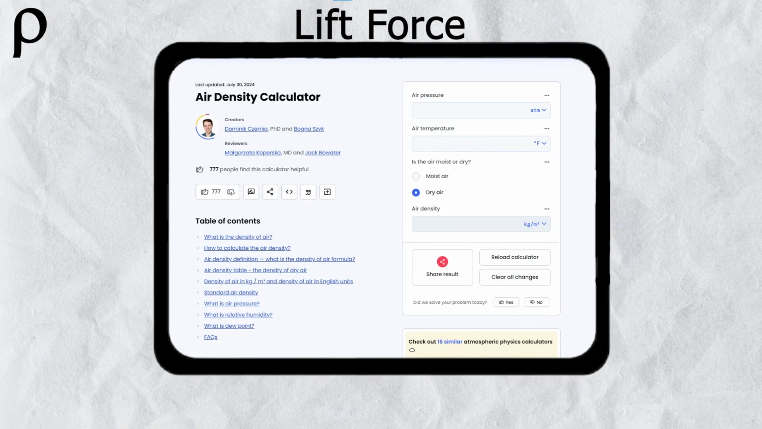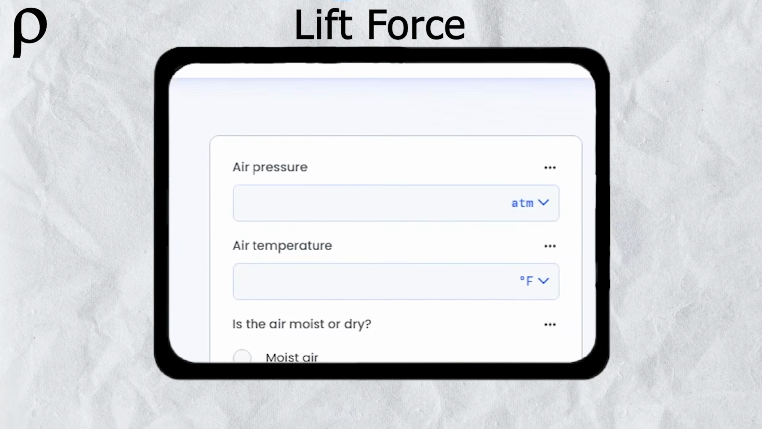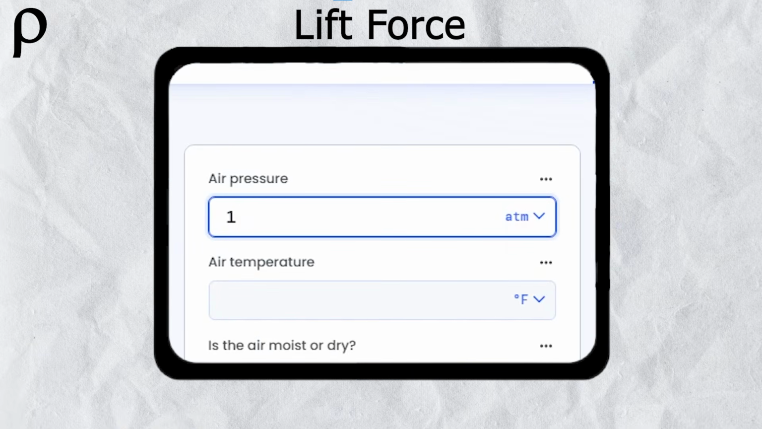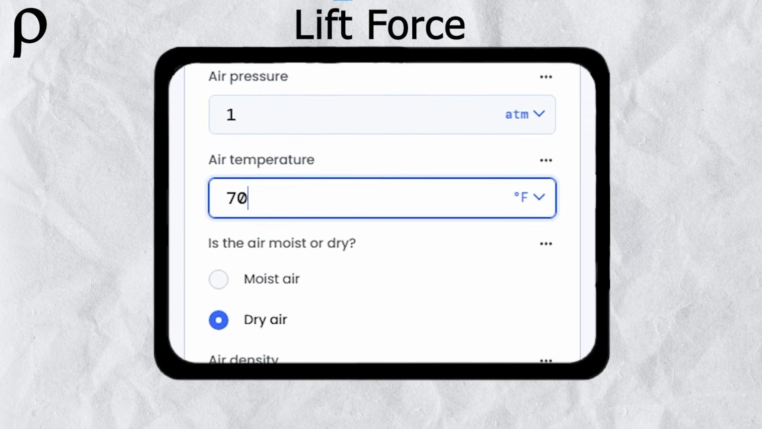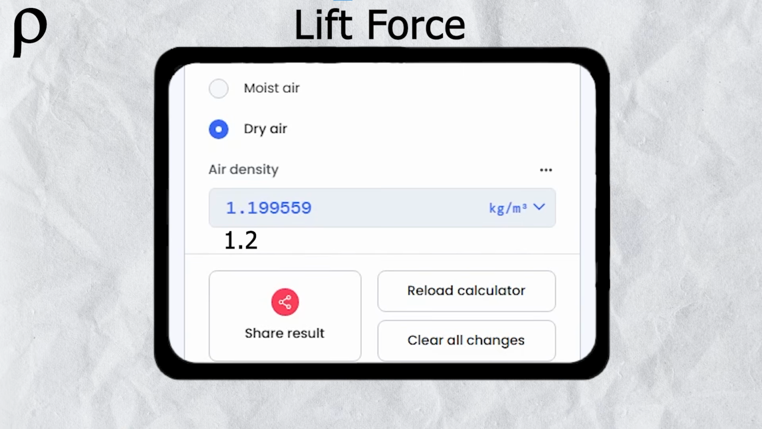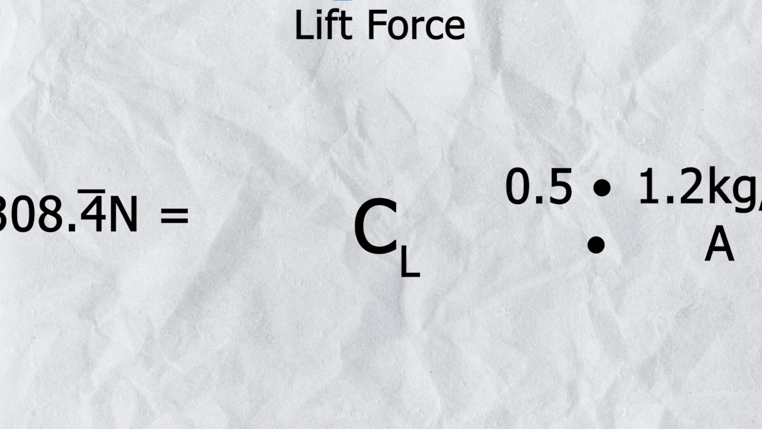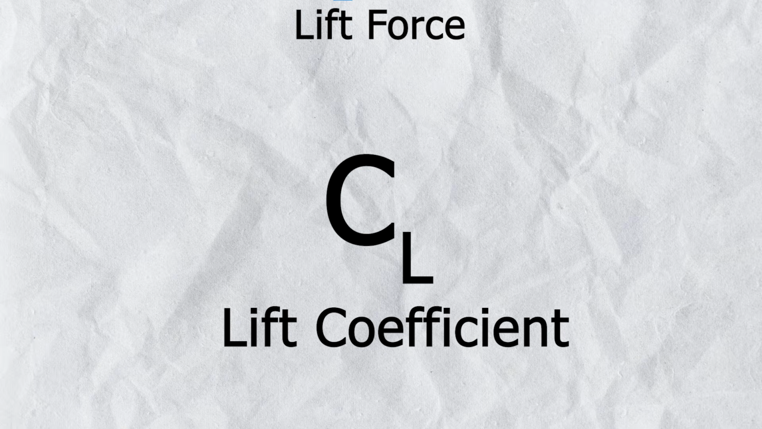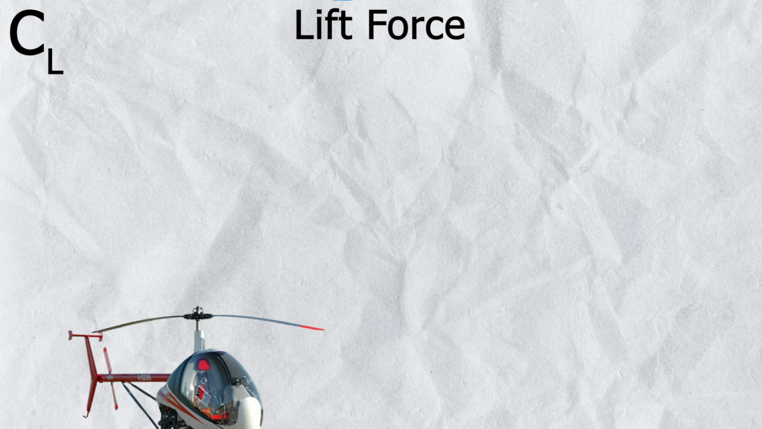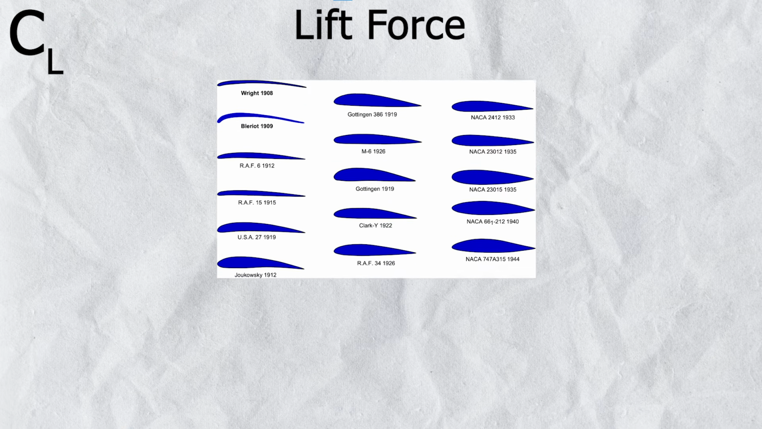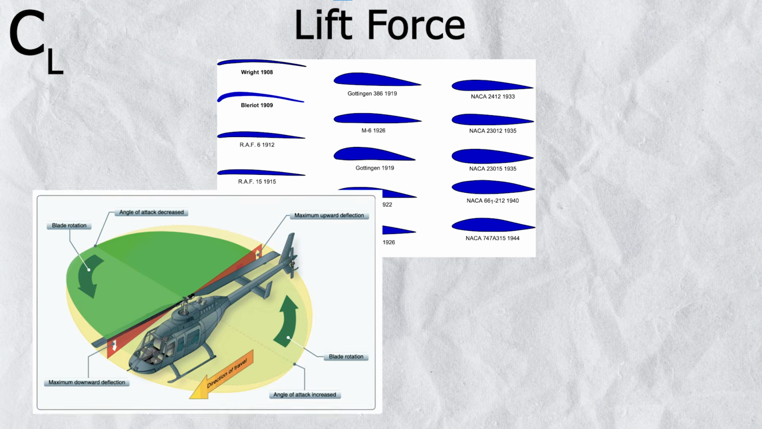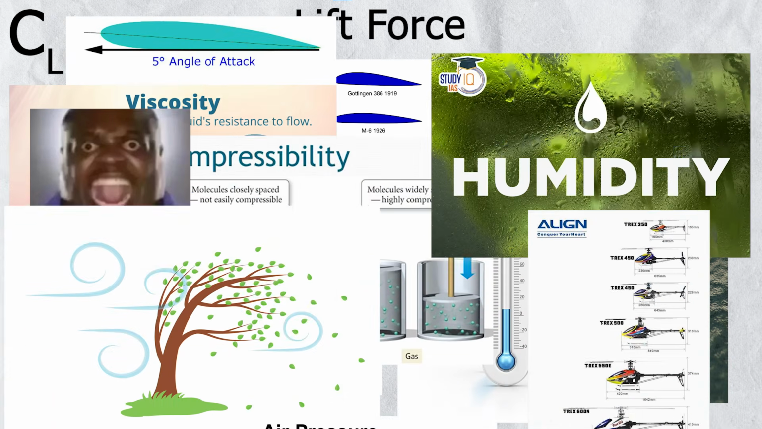Using this stellar air density calculator, I found that at sea level with a normal atmospheric pressure and near room temperature at 70 degrees Fahrenheit, air has a density of 1.2 kilograms per meters cubed. Now, we have the nefarious lift coefficient. This represents how good an object is at creating lift. It's mostly based on the shape of the object alongside the object's velocity, texture, and probably dozens of other factors.